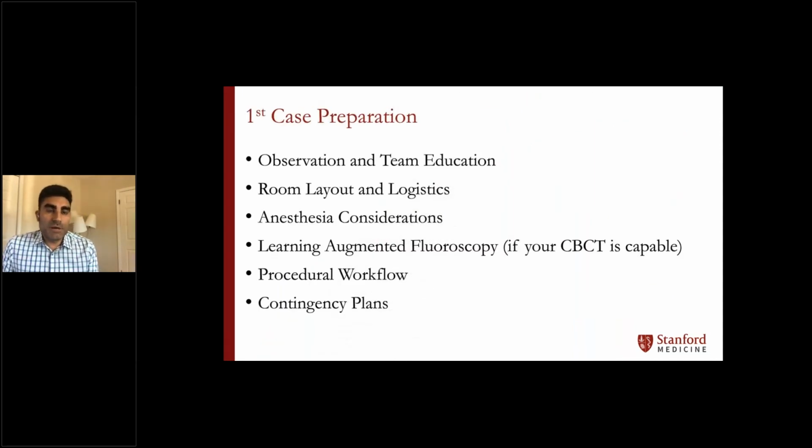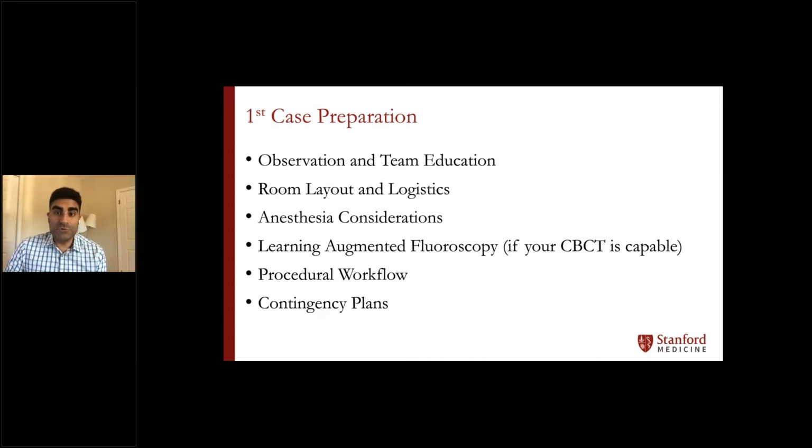So, the first case preparation is going to be the most important. It's going to be probably one of the most challenging episodes for your practice ever. So you really need to put in a lot of time and effort to get up and running. You really want to plan to go observe and get team education.